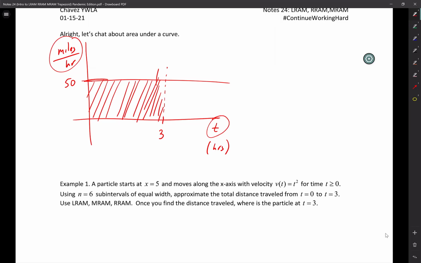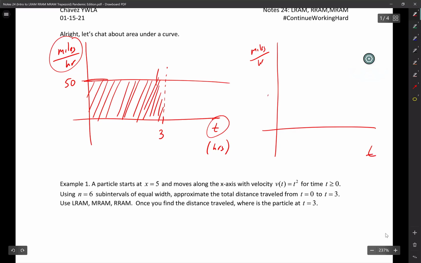Okay, so here's the next question for you. So you don't need calculus for that. That's simple. So Chavez, why are we learning calculus? Why are we doing what we're doing right now? Well, what if the train did not move at a constant 50 miles per hour? What if my velocity varied within time? What if my velocity varied?